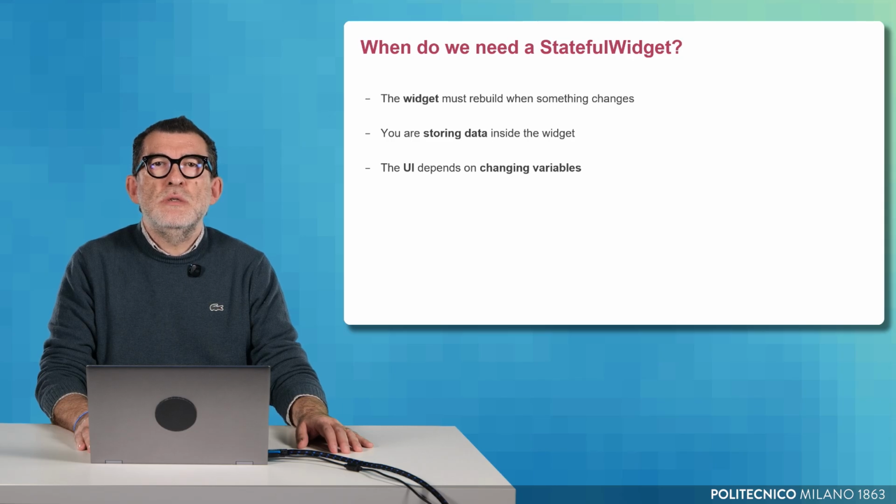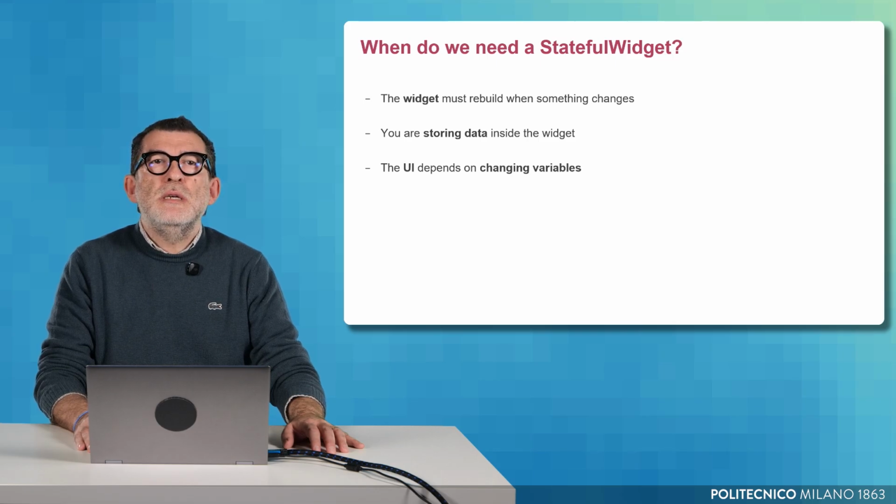three usual conditions applies. The selection screen doesn't need to rebuild its UI. Once the user enters a name, the flow immediately returns to the previous screen. The widget doesn't keep the name, it simply passes it back. And the UI doesn't depend on changing values, since nothing is re-rendered after input. When none of these needs exist, a stateless widget is enough and simpler.